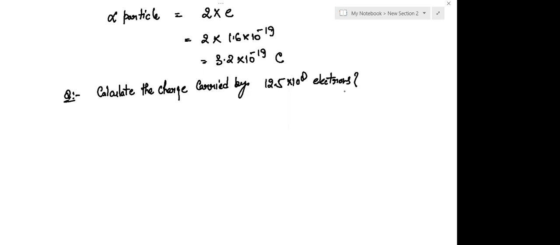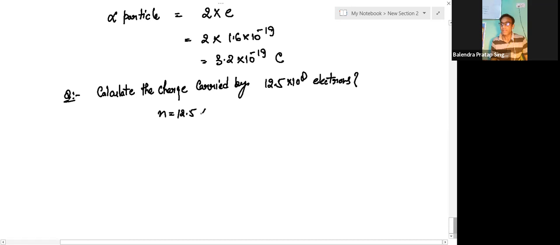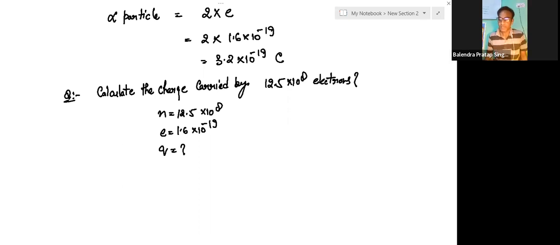Very good. N is given. So N is equal to 12.5 into 10 raised to the power 8. And you know what E is. E is 1.6 into 10 raised to the power minus 19. And what you have to find is the value of Q. It's very easy. Q is equal to NE. You can get the answer. Now tell me the answer. What is the answer? Anyone?